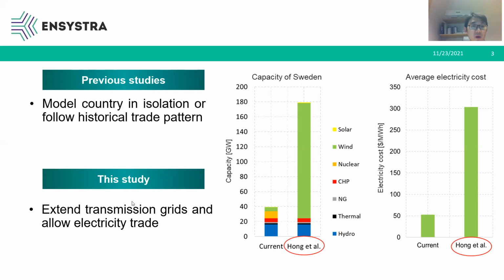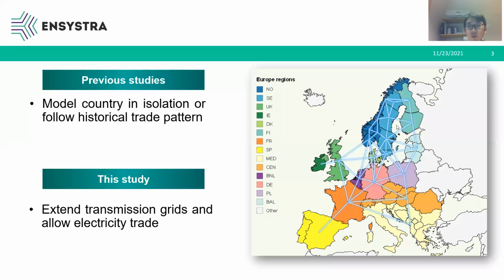In our study, we want to expand the system boundary from Sweden to the whole Europe and allow electricity trade between different regions. So this is the network topology for my study. Sweden and nearby countries are divided into small regions, and they are connected to the rest of Europe with transmission grids. The transmission grids can be optimally expanded.